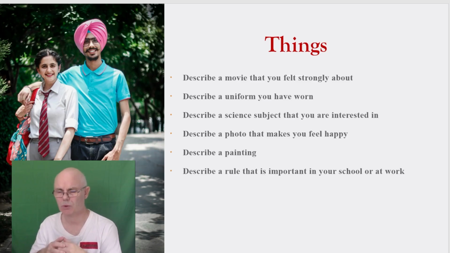Things can be a bit more tricky to categorize sometimes, and sometimes it's difficult to come up with just two different things that can be recycled amongst all the questions. But let's have a look at some of these, and some of them you're going to probably need unique answers or stories for, but some of them maybe not. Some of them you might have, if you've been preparing for IELTS for a while, you might have already prepared for some of these. So let's go through them. Describe a movie that you felt strongly about.